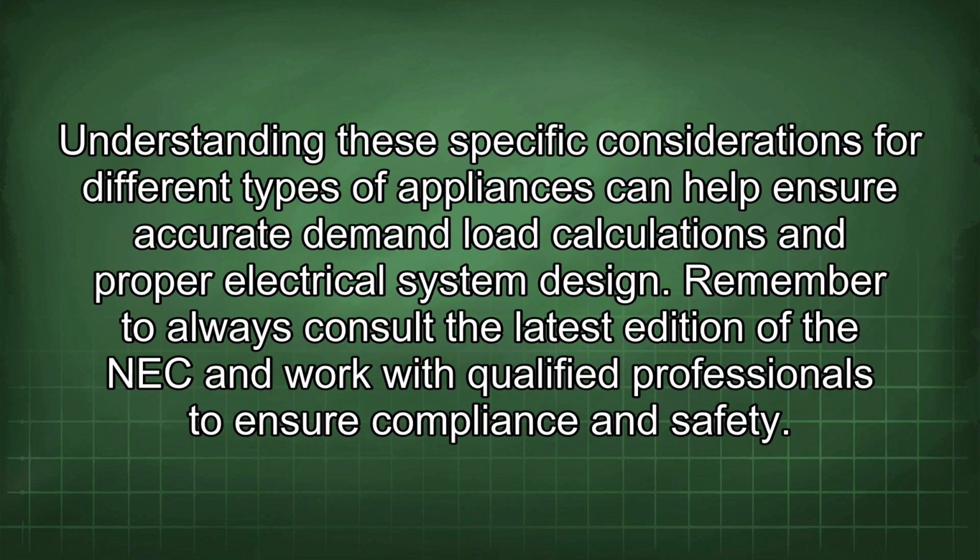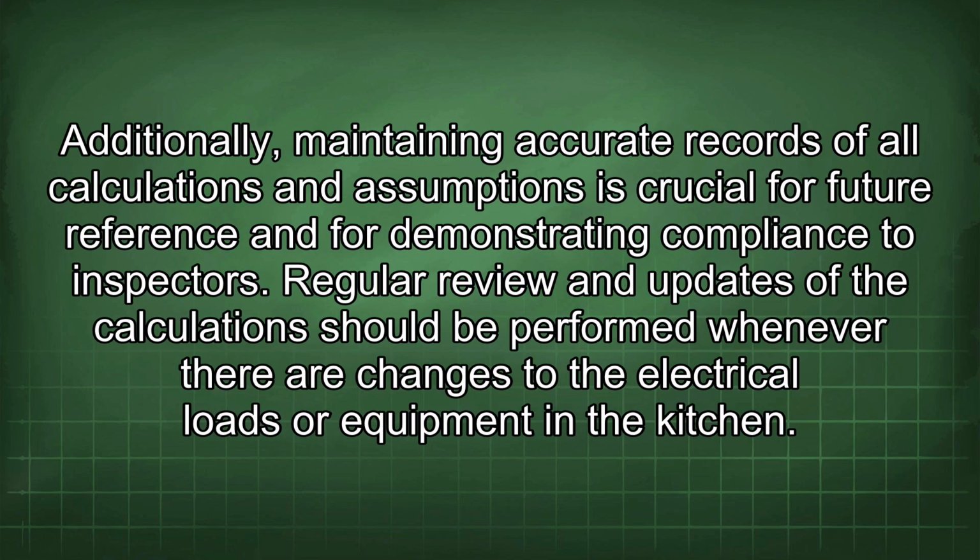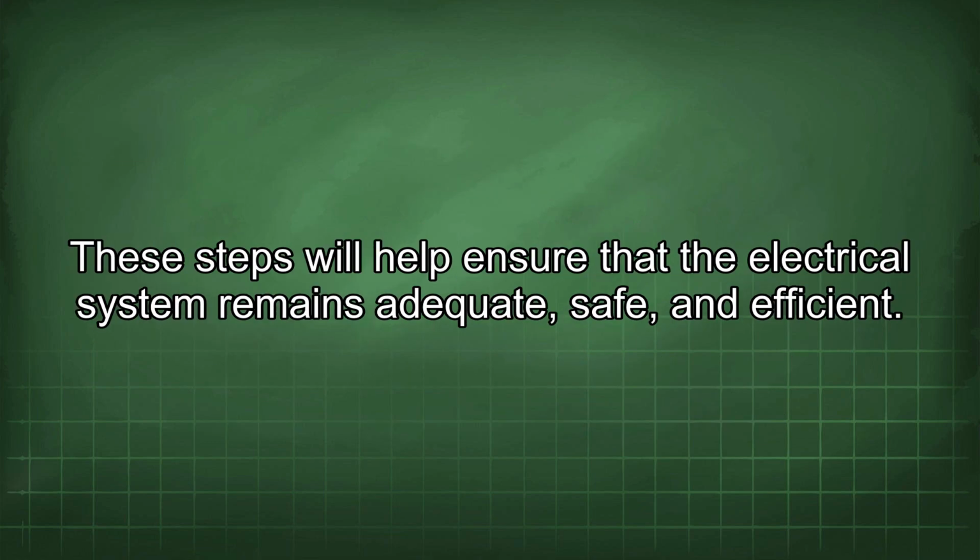Understanding these specific considerations for different types of appliances can help ensure accurate demand load calculations and proper electrical system design. Remember to always consult the latest edition of the NEC and work with qualified professionals to ensure compliance and safety. Additionally, maintaining accurate records of all calculations and assumptions is crucial for future reference and for demonstrating compliance to inspectors. Regular review and updates of the calculation should be performed whenever there are changes to the electrical load or equipment in the kitchen. These steps will help ensure that the electrical system remains adequate, safe, and efficient.